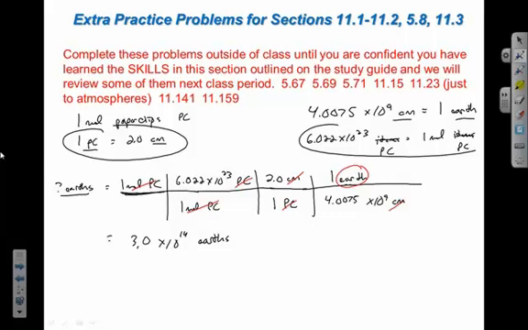300 trillion times around the Earth. So obviously there do not exist that many paper clips. Any questions about that? Okay, so a mole is a lot.